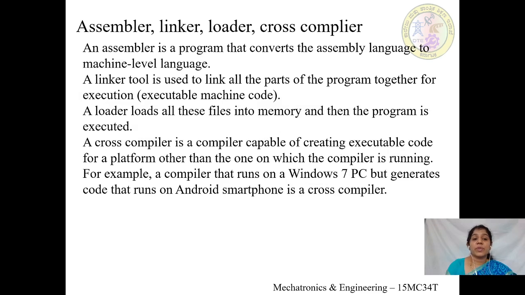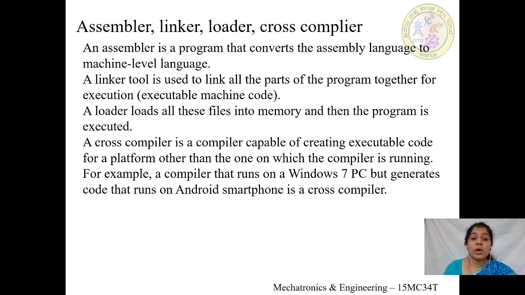Next we will discuss what are assemblers, linkers, loaders and cross compilers. What is an assembler? An assembler is a program that converts assembly level language into machine level language. What is a linker? A linker is a tool that is used to link all parts of the program together for execution. Usually a hex file is used. The linker generates the hex file.